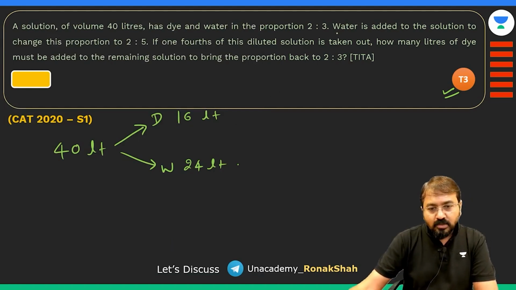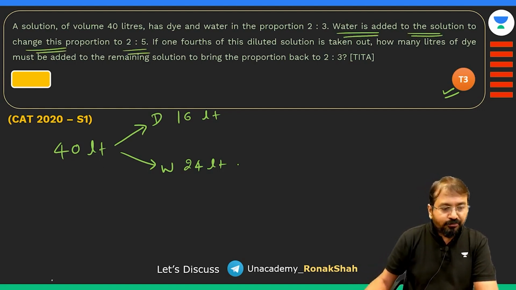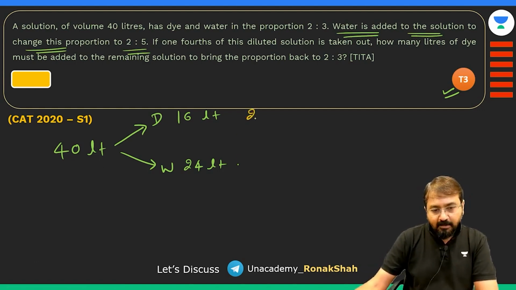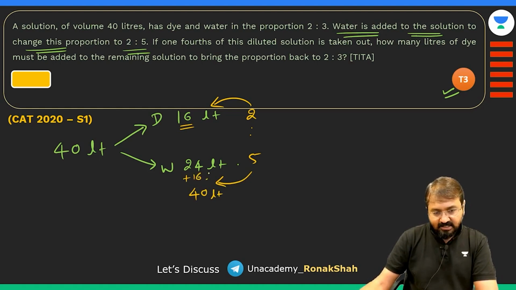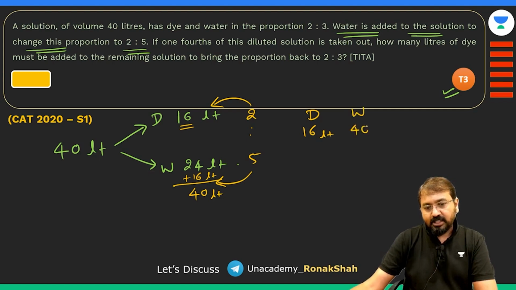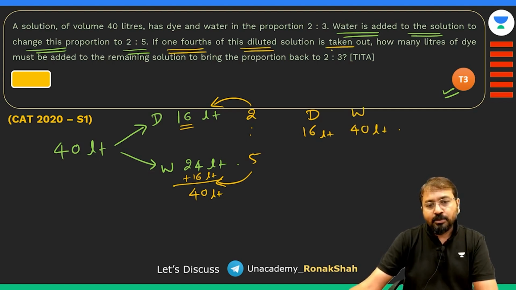Now what we are doing is water is added to this solution to change the proportion to 2:5. Okay. So we are adding this water and we are making it 2:5. So 2 parts are 16 liters, so 5 parts have to be 40 liters. So we have added 16 liters of water in this. So now we have 16 liters of dye and we have 40 liters of water. Very simple question.